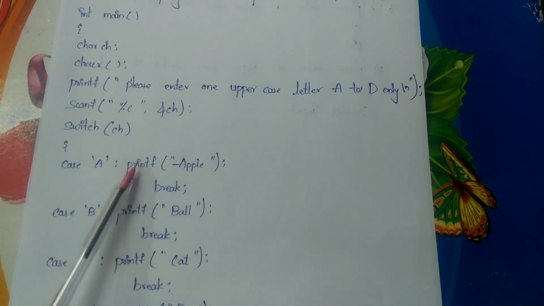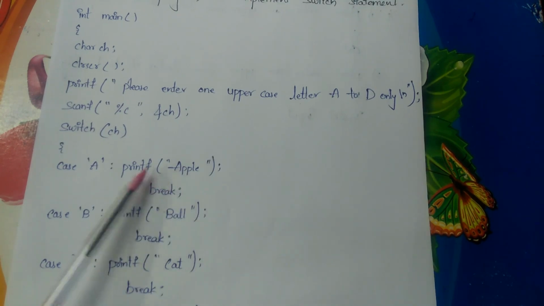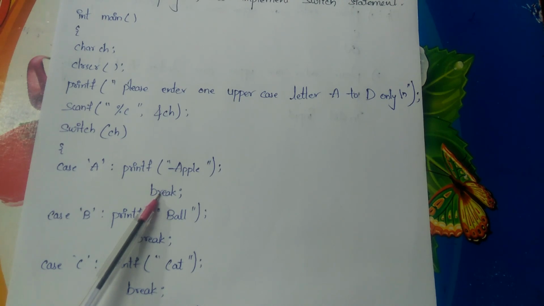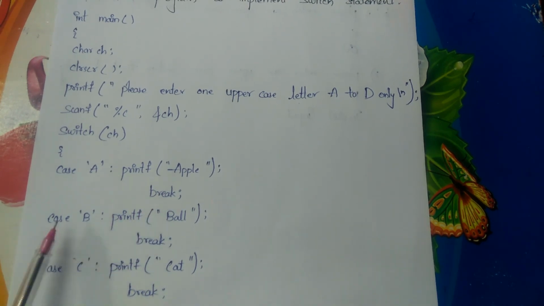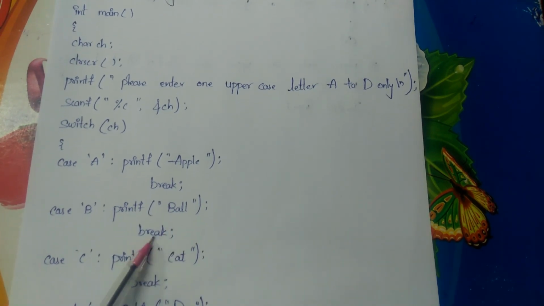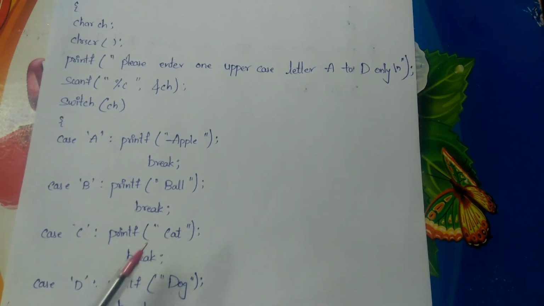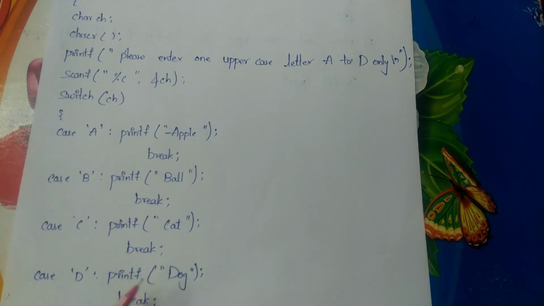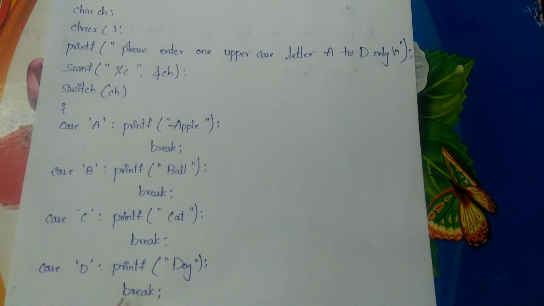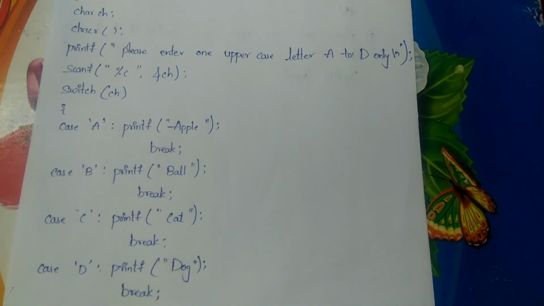In case A, after the colon I want to print a statement, that is apple. This is one of the statements; printf is one of the statements. After that, break. Then the next letter is B. In case B, I am writing one statement, ball, ended with the break. Now case C, printf cat, break. Then case D, printf dog. This dog will be printed whenever the user enters D. Then after the break, all the cases are completed for A, B, C, D uppercase letters.